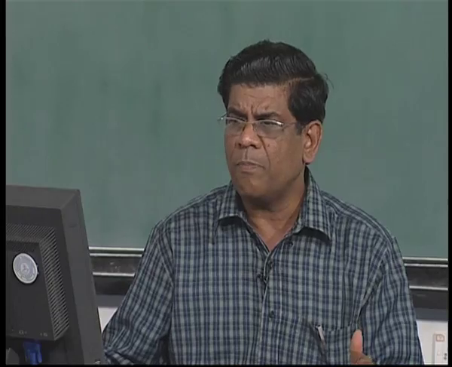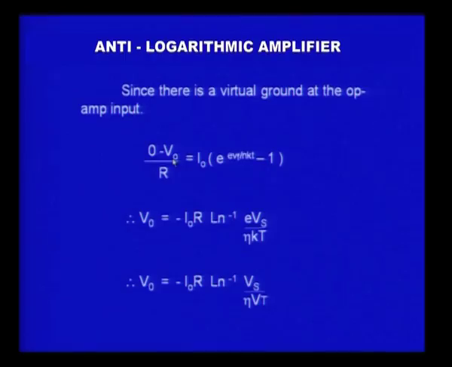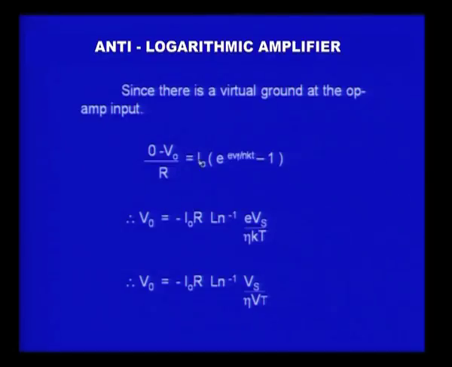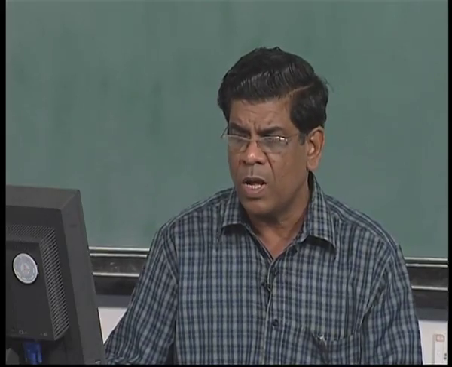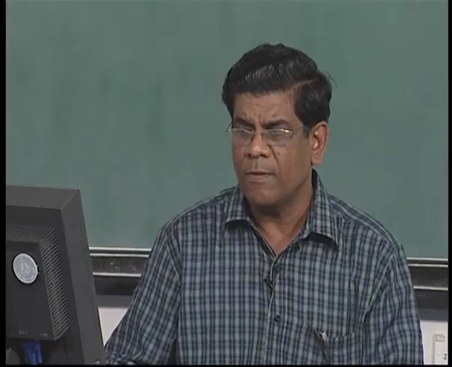The equation is very similar to that. So, you get minus V naught by R, because you know this is a virtual earth point. Minus V naught by R will be the current which is flowing into the output terminal, and that is equal to the diode current, I naught into exponential of e V F by eta k T minus 1. This we have seen, and we neglect the minus 1 here, and therefore we get V naught equal to minus I naught into R, exponent, which is nothing but the inverse of logarithm, of e V S by eta k T, where V S is the input signal that we applied.